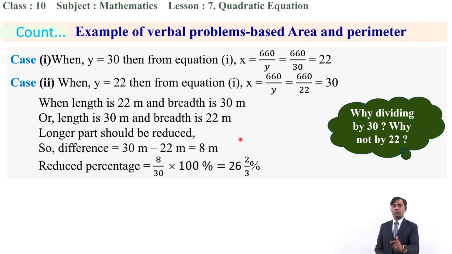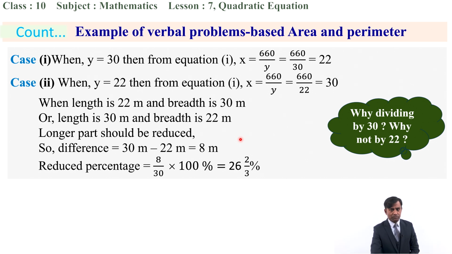The answer to this question is: by how much percentage do we have to reduce? The longer part should be reduced, so we have to compare with the longer part. How much does the part reduce? We compare with the longer part, so we have to divide by 30, right?